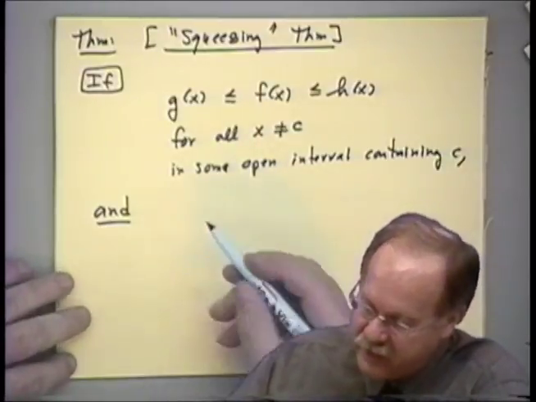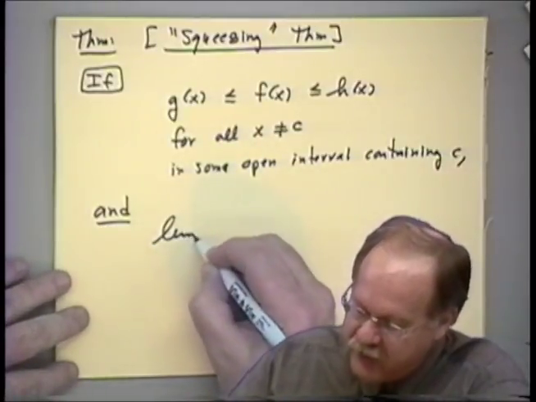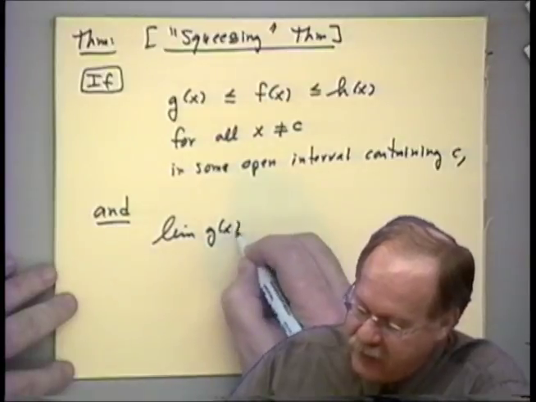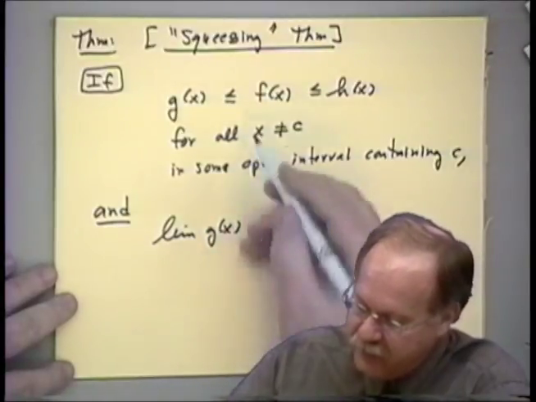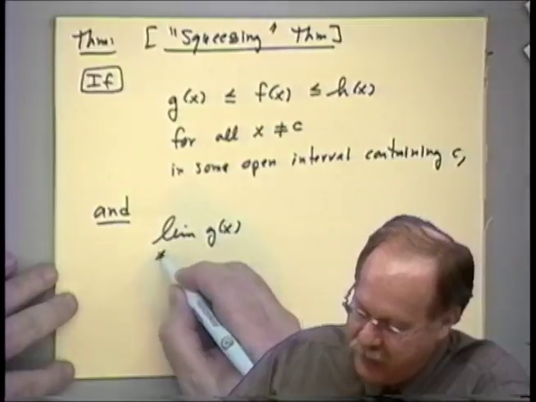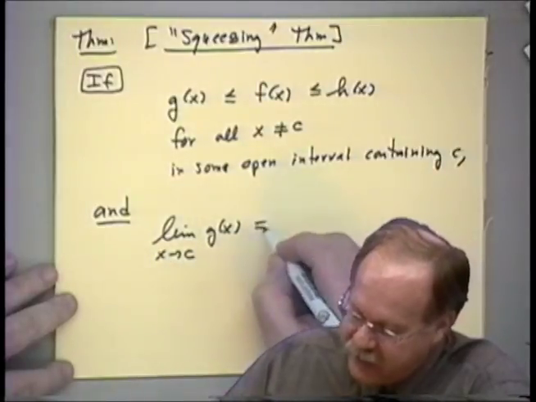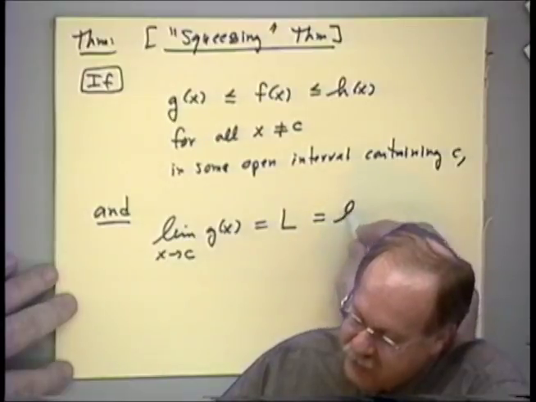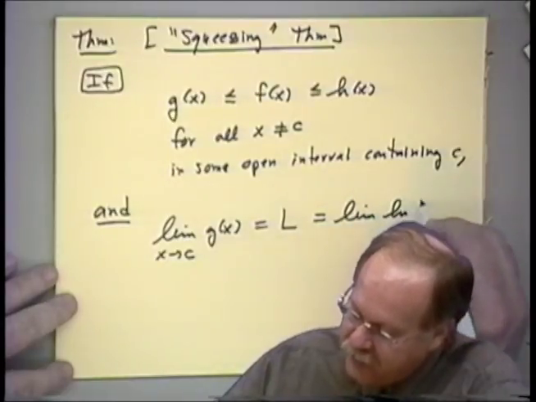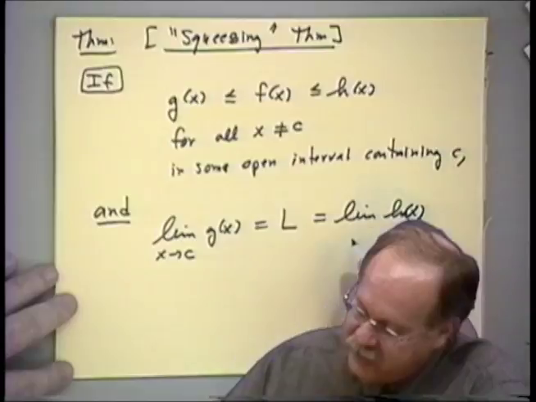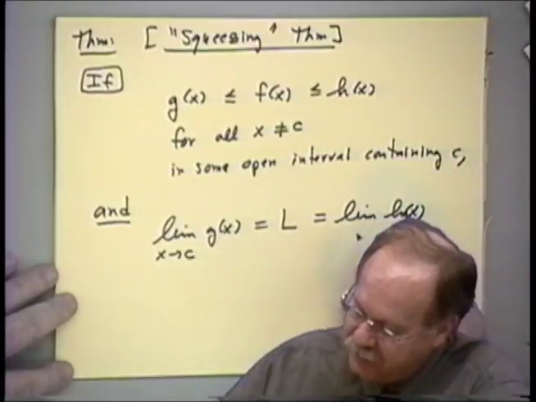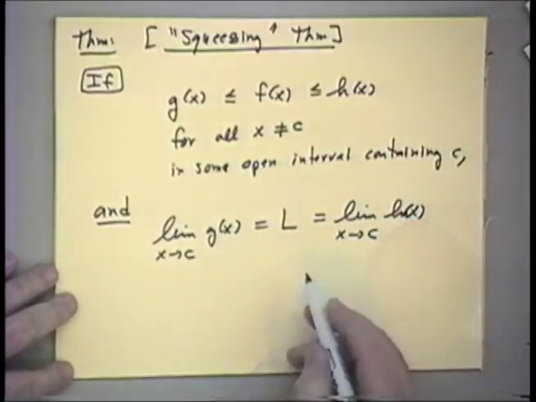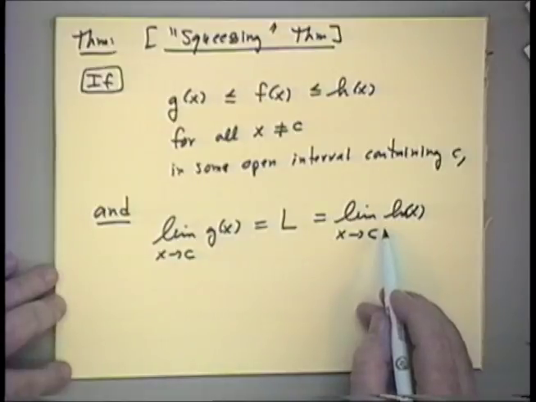Now here is the second hypothesis. I will also assume that if I take the limit of g of x, which is the bottom function, as x approaches c, I get some number, which I'll call L. That will turn out to be, in my hypothesis, also the limit of h of x, which is the top function, as x approaches c. So I will assume that those two limits are the same.